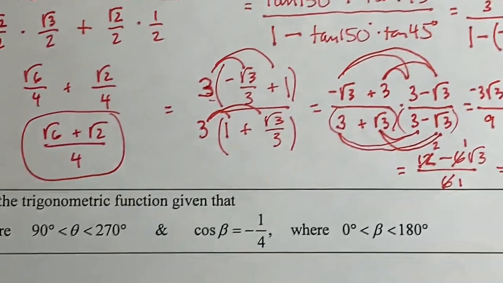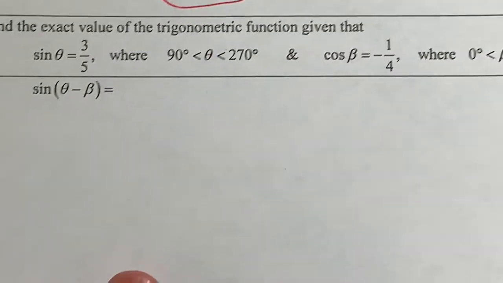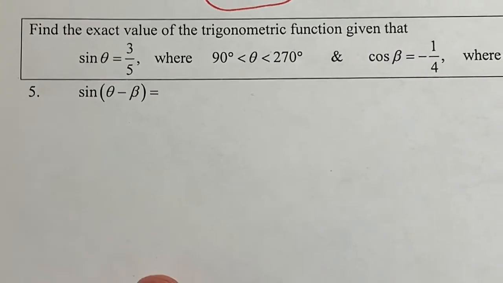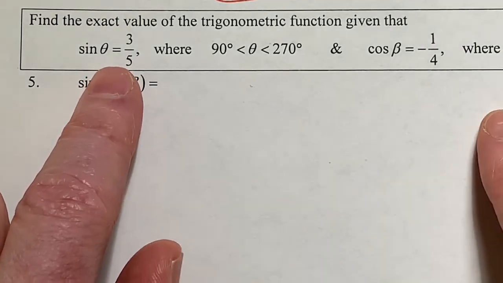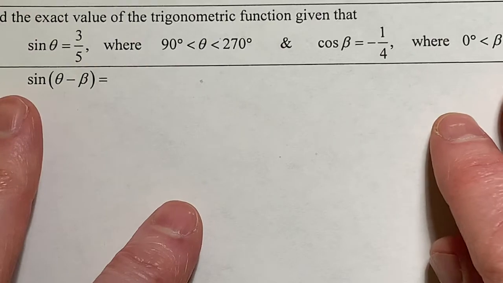All right, so let's jump to number 5. This is a new kind of problem. Number 5, they're giving you all this information, at first it looks a little overwhelming, like, man, why is there so much on the page here?